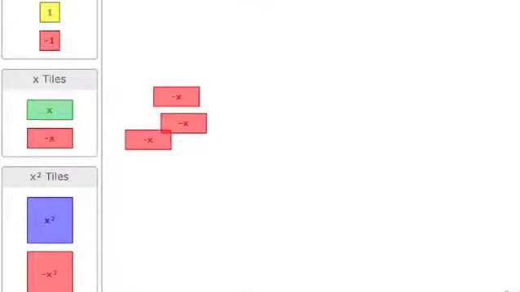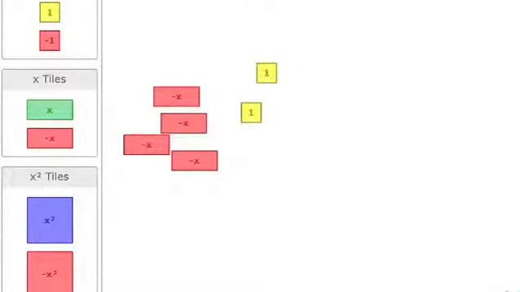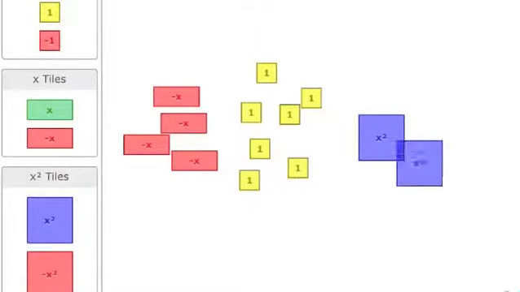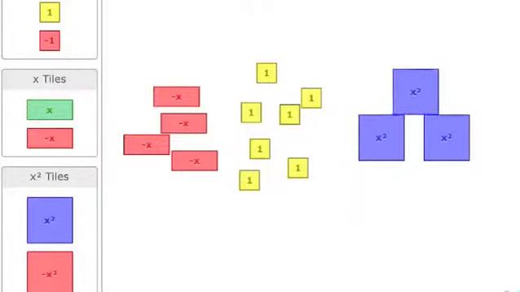Today we're going to talk about polynomials. So if we were to have some x tiles and we have 4 negative x tiles, and then we're going to add 7 unit tiles. Lastly, we can add 3 x squared tiles.